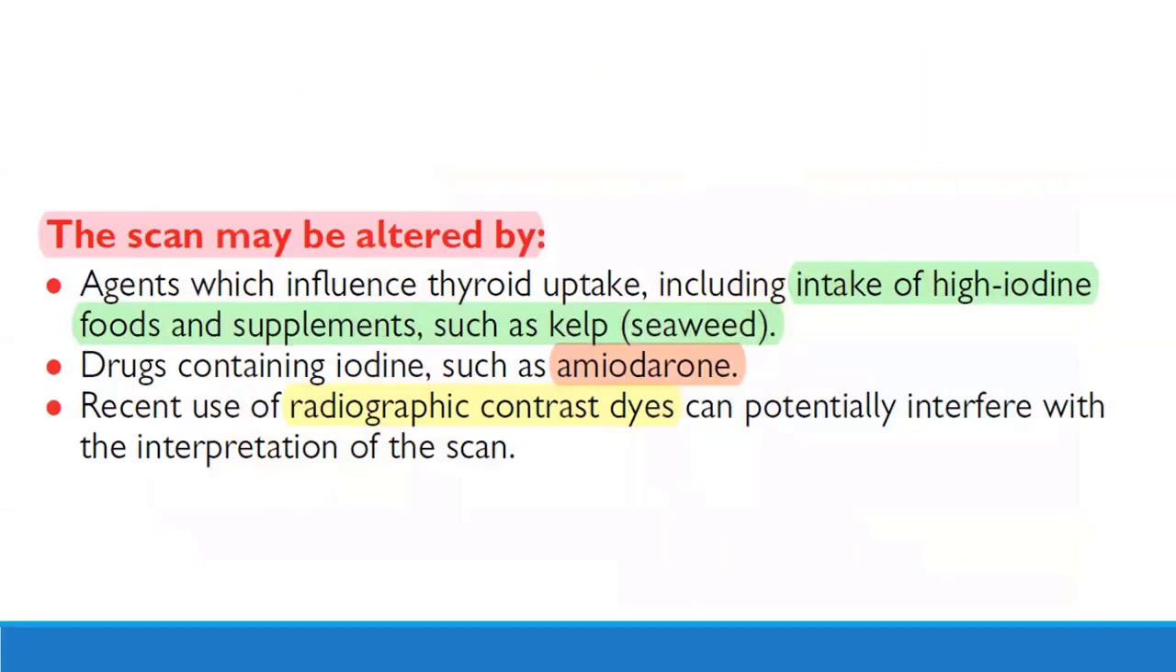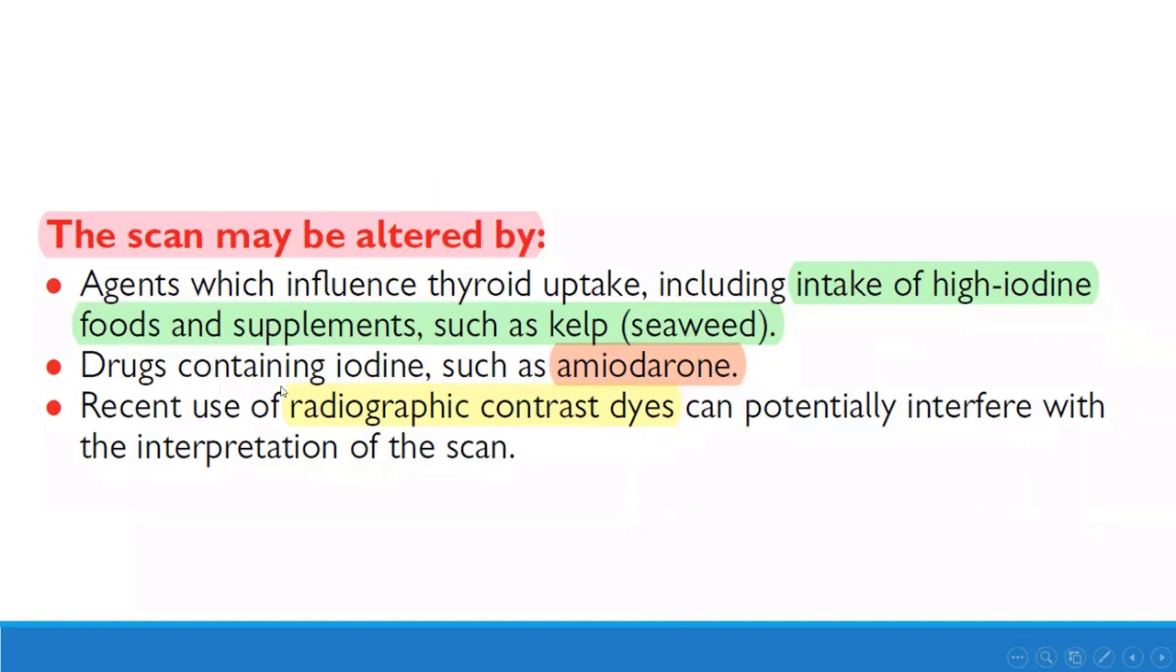The scan may be altered by a lot of materials. The most important one is high iodine foods and supplements such as kelp or seaweed. So before doing scintigraphy or a thyroid scan, we must stop intake of high iodine foods.